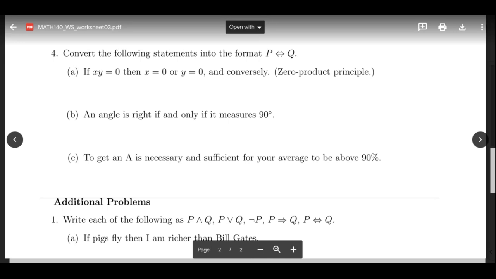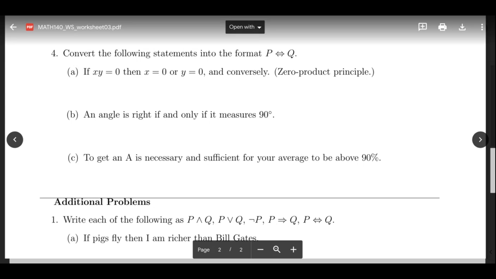C, Lino, 4C. To get an A is necessary and sufficient. We always use this necessary and sufficient condition in proofs, for your average to be above 90%. Okay, P is getting an A, Q is average is above 90%. Great, right?